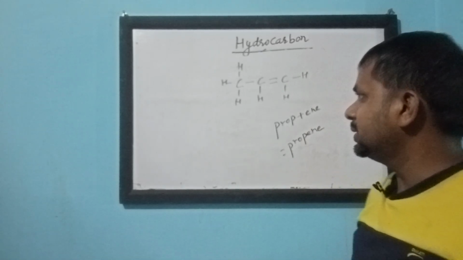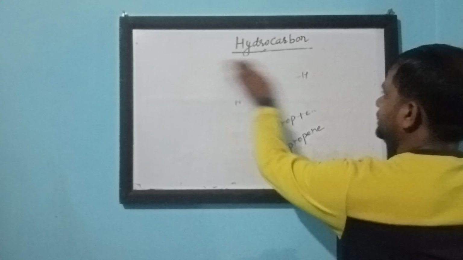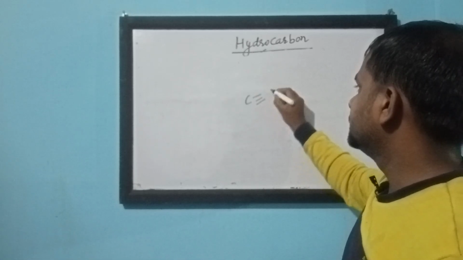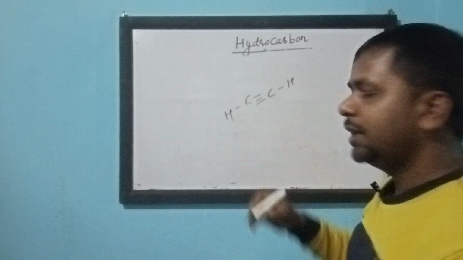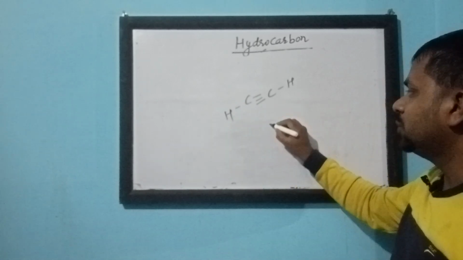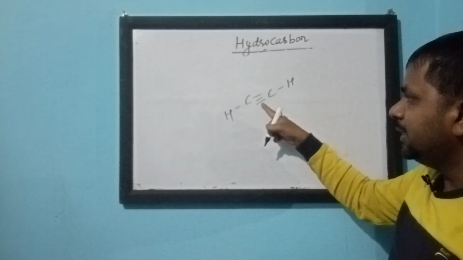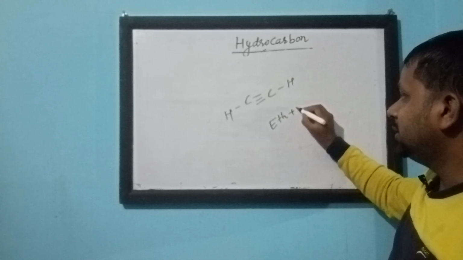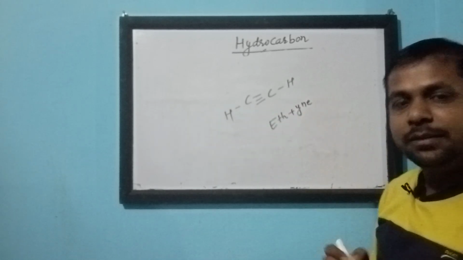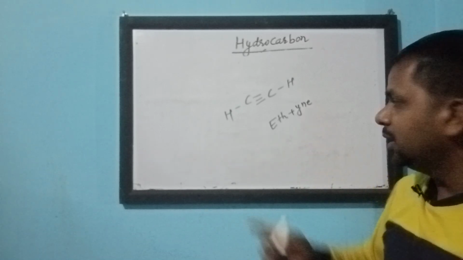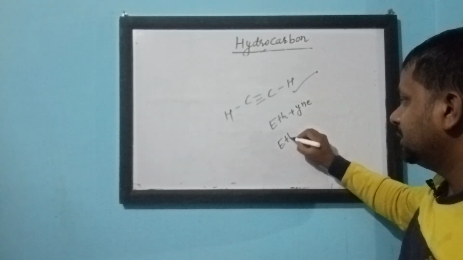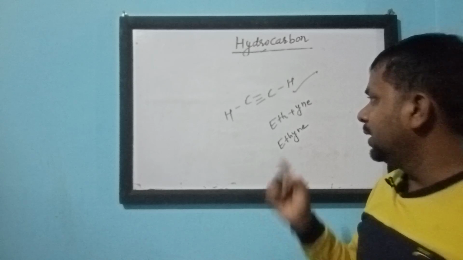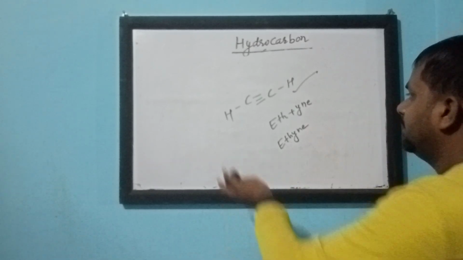Let us take another example. What is the name for this? You try. There are 2 carbons, so the root word will be eth. And here at least one triple covalent bond is there. Then the root word is added with YNE, because if triple covalent bond is there, the suffix will be YNE. So the name of this compound is ethyne. Okay, I hope you are understanding this.